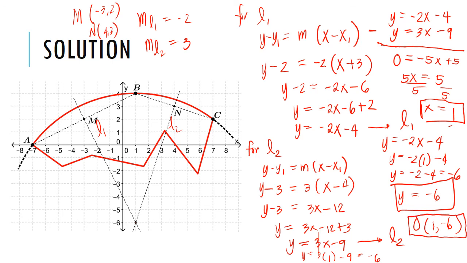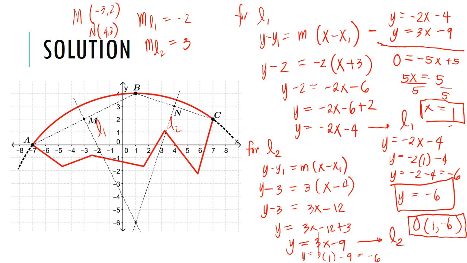Any questions? To get the standard equation of the circle, since we only have the center, we still have to look for the radius of the circle. And this is pretty straightforward since you already have the center, which is 1, negative 6. And since A, B, and C are on the circle, the distance from point O, the center, to any of the points A, B, and C is actually a radius.